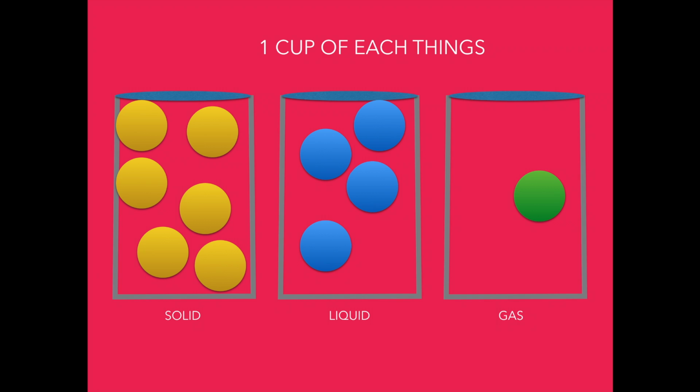As you see in the leftmost corner, the bottle that has solid inside has 6 particles. But in the middle bottle, there's only 4, which is 4 liquid particles. And on the right side, there's only 1 gas particle. And as you see above, it says each cup has the same amount of things. So the volume of each cup is the same, and the whole cup is stuffed in.